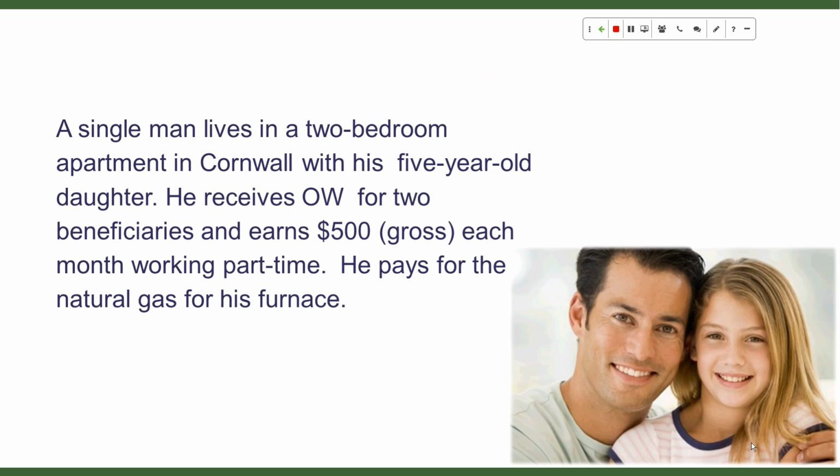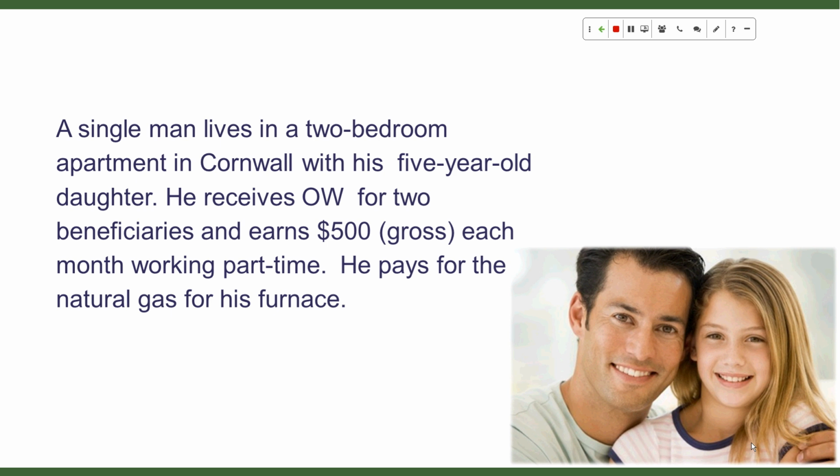Now we're going to look at another case where we have a single man who lives in a 2-bedroom apartment in Cornwall with his daughter. He's the same as before. He receives Ontario Works, with 2 beneficiaries. He earns $500 a month working part-time, but he pays for the natural gas for his furnace. So it's a little bit different from the previous scenario, because the other one included all services. This one doesn't. So how does that change the calculation?